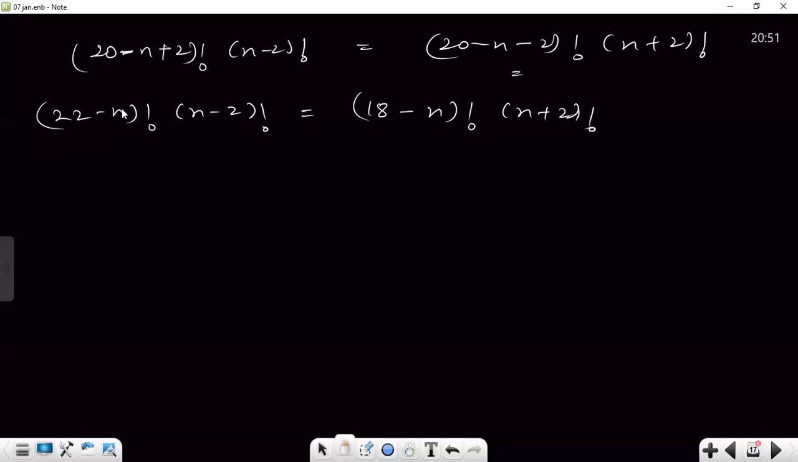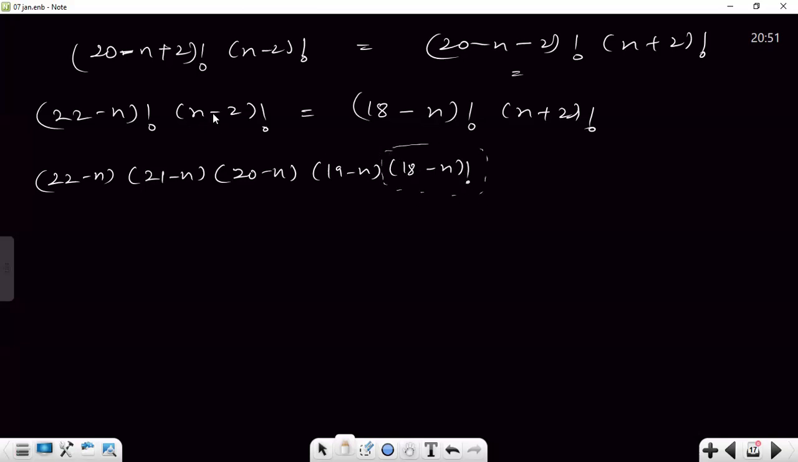Now let's expand the greater ones. So (22-n) into (22-1), that is (21-n), then 21 minus 1, so (20-n) into (19-n) into (18-n) factorial. Now this factorial is applicable on this term only. Keep this as it is into (n-2) factorial, we will not touch this.